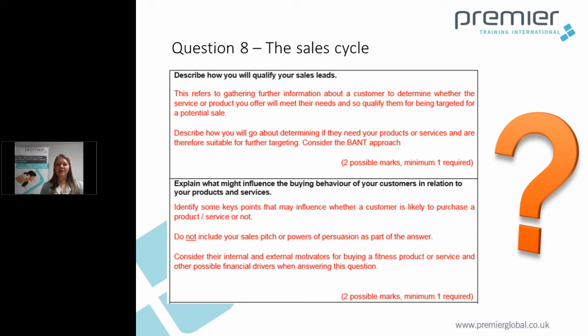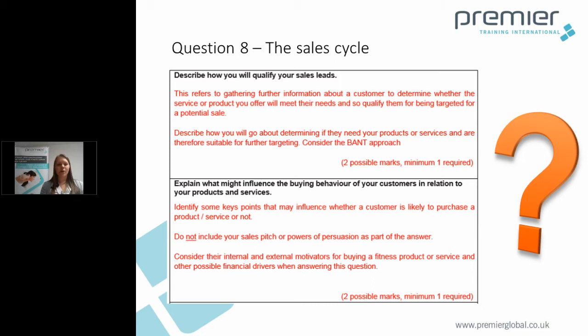The second part of this question wants you to think about things that might influence the buying behaviour of your customers in relation to the products and services that you are offering. With this question, please don't think about your sales pitch or powers of persuasion. Think about the intrinsic and extrinsic factors that may motivate this individual. There are 2 marks available.